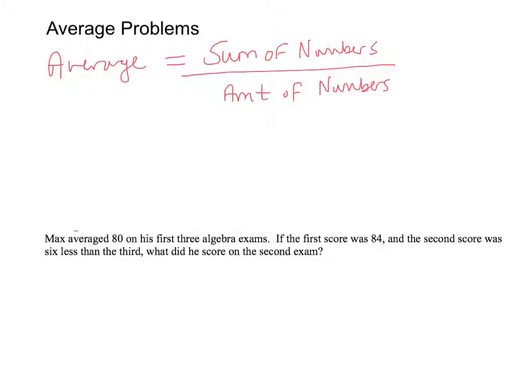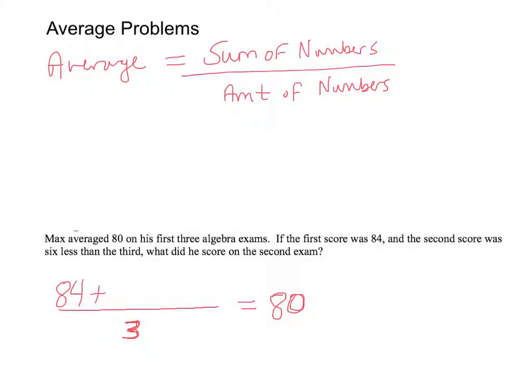It says Max averaged 80 on his first 3 algebra exams. So I can set up an equation right now. I have some list of numbers that I'm going to divide by 3 because he had 3 algebra exams. And I know the total is going to be 80. So I can set that up right away. Now let's fill in the 3 scores. It says the first score was 84, so I know that's 84 plus.